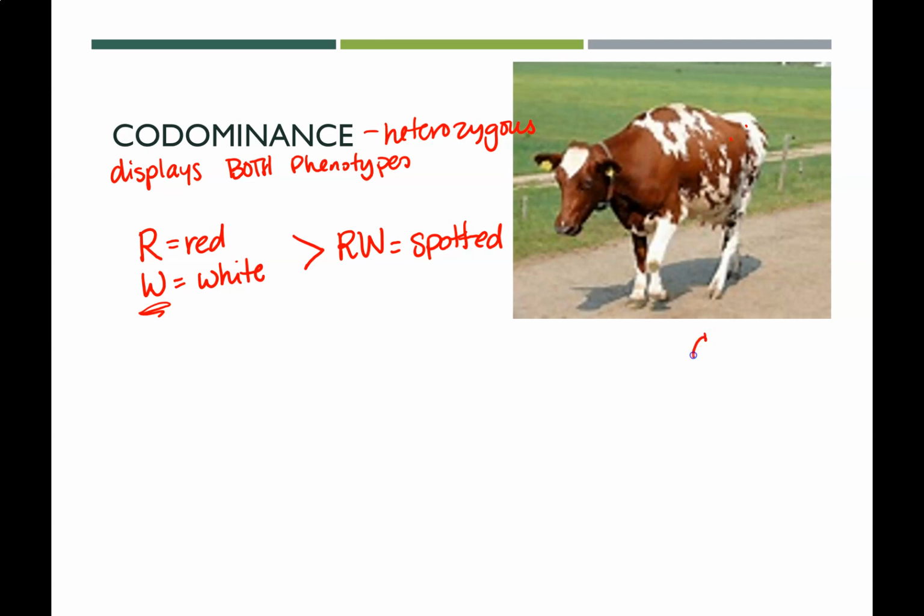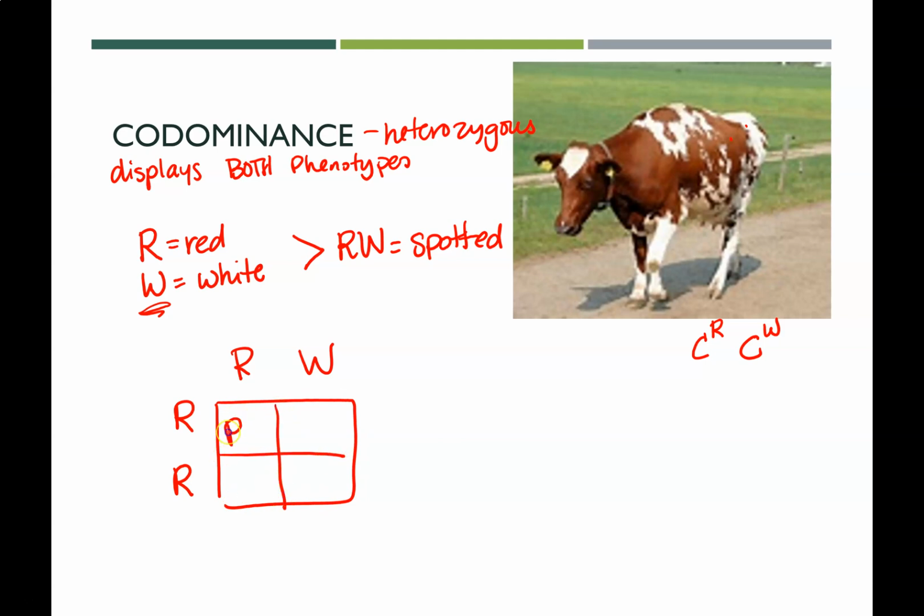You may also see it written like incomplete dominance, where let's say it's coat color red and coat color white. You might see it either way. I don't care as long as you can clearly explain to me in the phenotypes what is happening. So let's cross a spotted cow with a red cow.